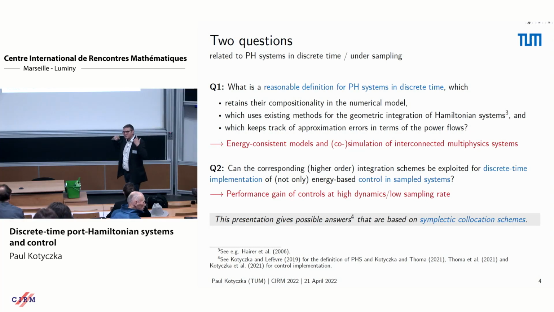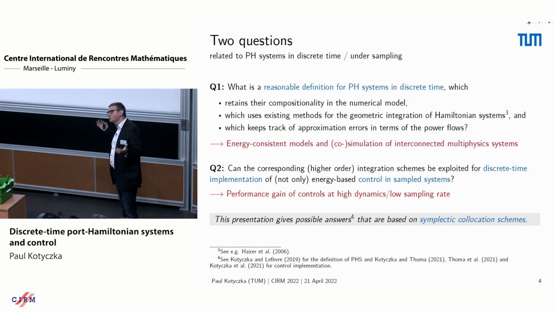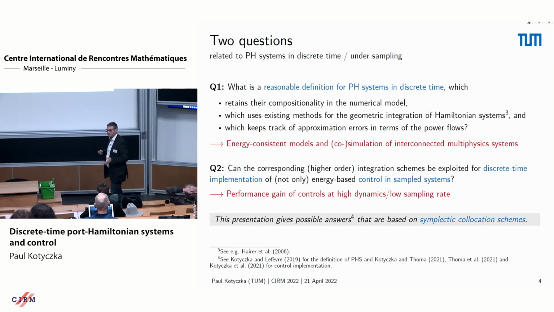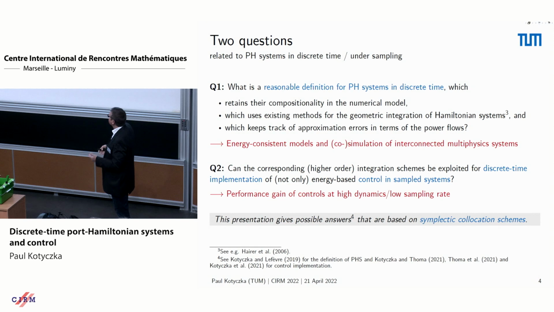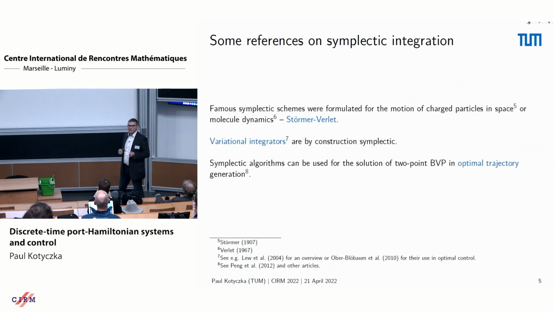And then, of course, we need to have some idea about the approximation errors we are making in terms of the power flows. Okay, and this would be a good tool if we have such a definition to do some energy consistent modeling in discrete time and simulation or co-simulation. And then the second question is, based on this, is there also an implication on control design? More precisely, is there an implication for the implementation of controls in sampled control loops? These two questions will be discussed during this talk, and they are based on some works we have done together in the past years. And I will give you a little overview on that.